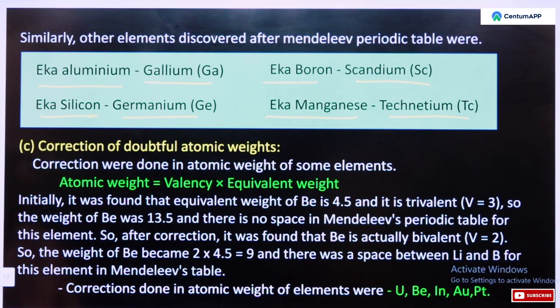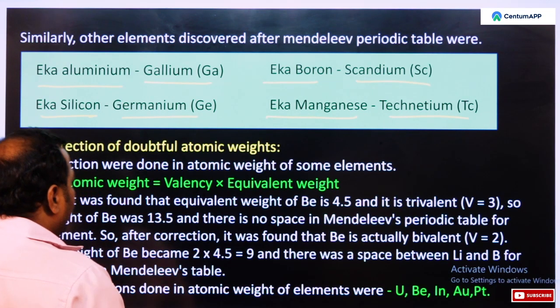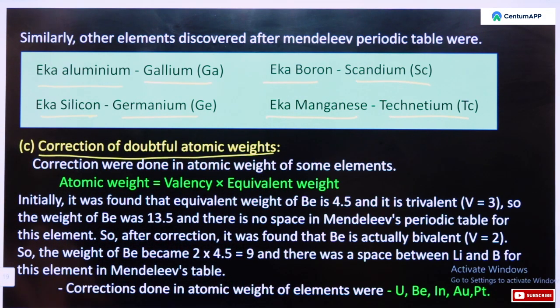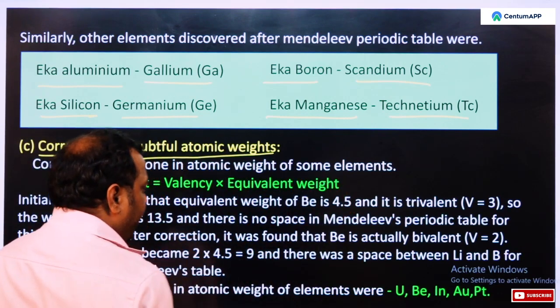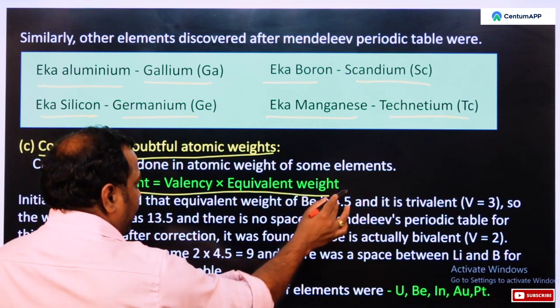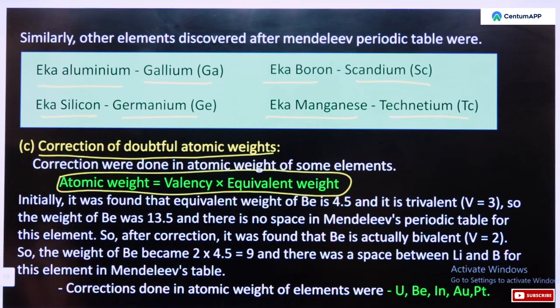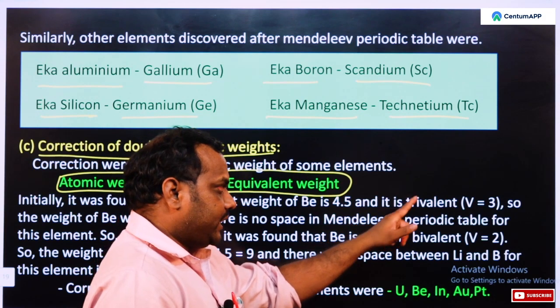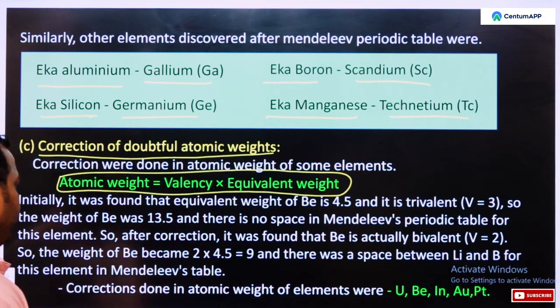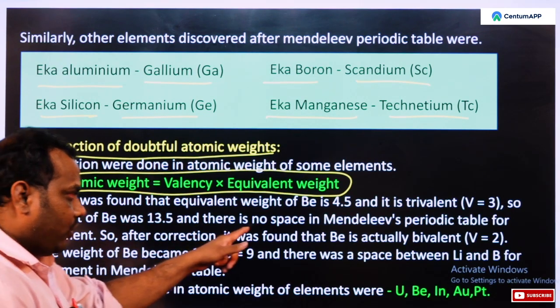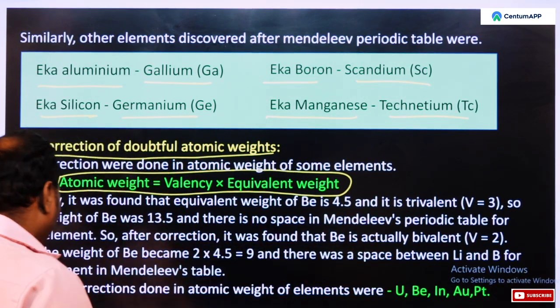Next one is correction of doubtful atomic weights. Corrections were made in the atomic weight of some elements. Atomic weight is equal to valence into equivalent weight. Initially it was found that the equivalent weight of beryllium is 4.5 and it is trivalent, valence 3. So the atomic weight of beryllium was 13.5, and there was no space in Mendeleev's periodic table for this element.